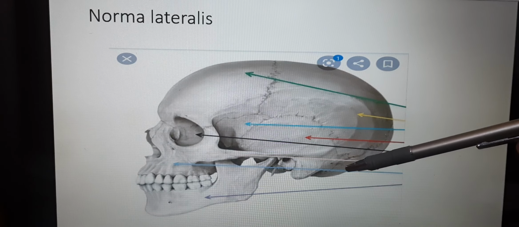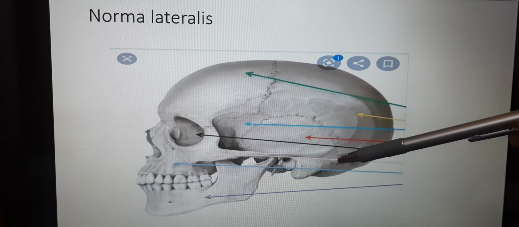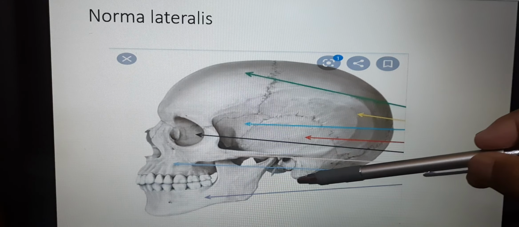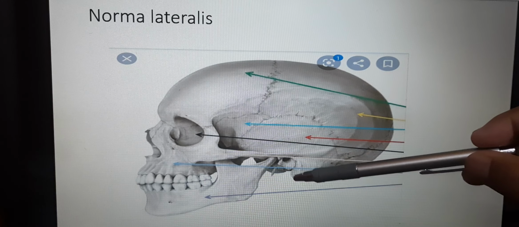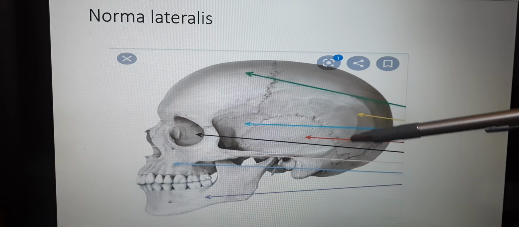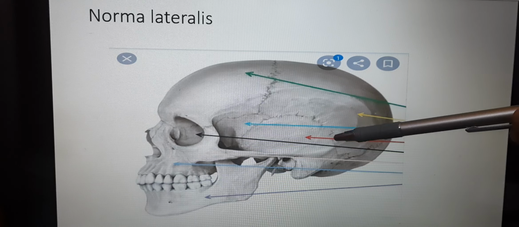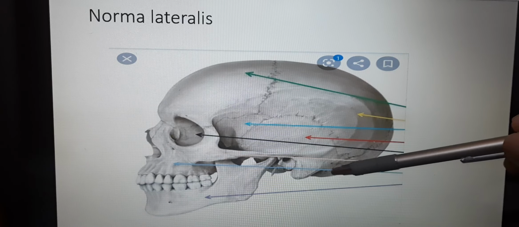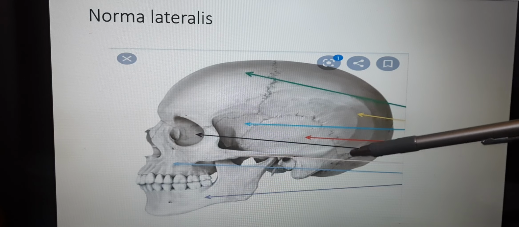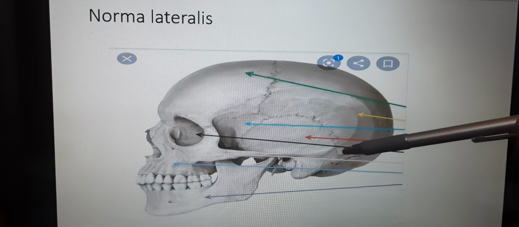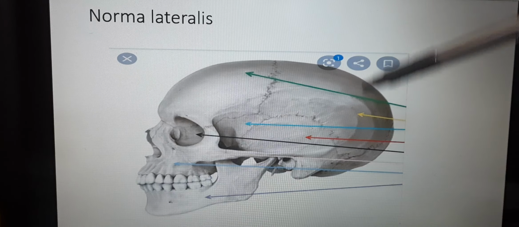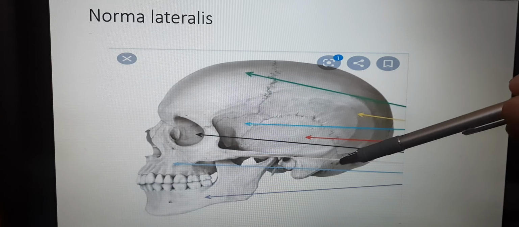In the posterior part, you can see this suture. This is mastoid part. This whole part is mastoid part, and this is mastoid process, and this is parieto-mastoid suture. So this parieto-mastoid suture, this is lambdoid suture, and this is occipitomastoid suture. So the meeting point of all these three bones here is called asterion. This is asterion. This is also an important viva question.